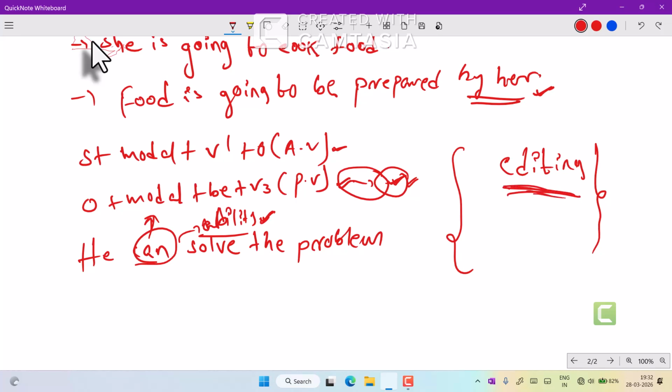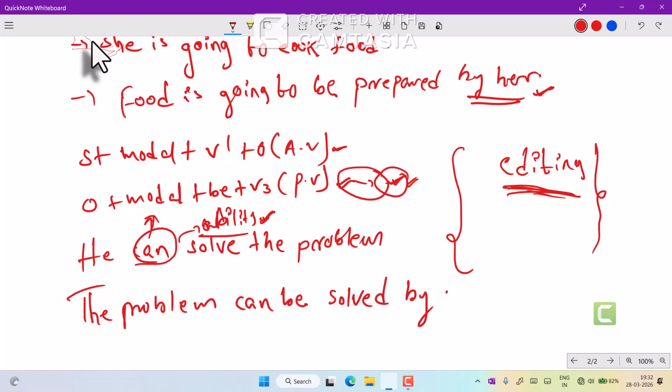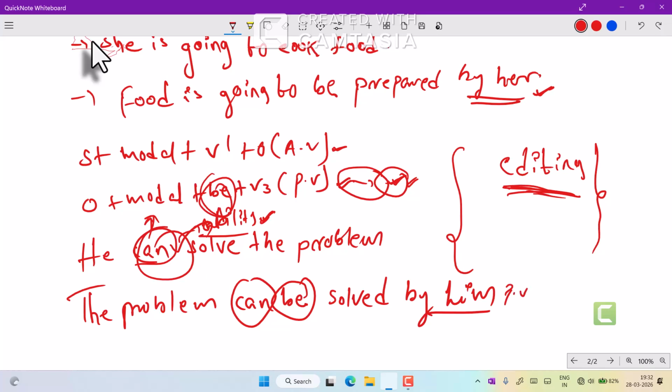Now the problem can be solved by him. Here can remains the same, and we have to add be in passive voice. So this is PV, and this is AV. The problem can be solved by him. So this is all about active voice and passive voice.